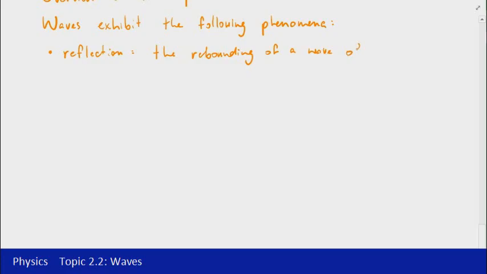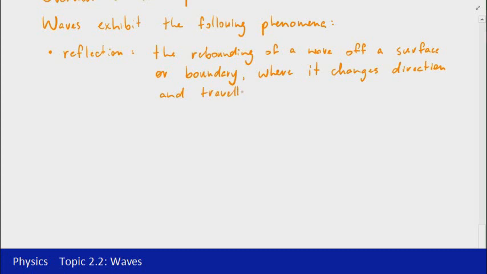And when it rebounds, it's rebounding off a surface or boundary. When we talk about a boundary, we're talking about the limits or the extremes of the medium. We would identify that as the wave reflects, it's going to change direction, and as well as changing direction, it's travelling back into the medium from which it came.